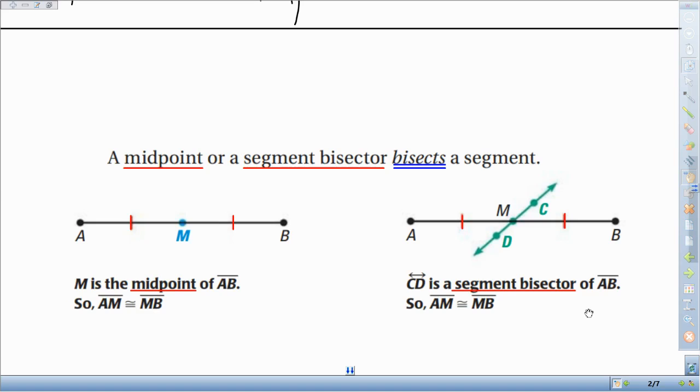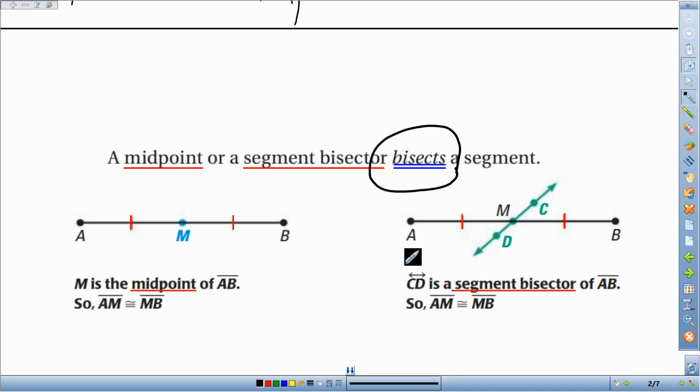All right, so this is saying a midpoint or a segment bisector bisects a segment. So that's what both of those things do. They bisect a segment. Let's start with that word bisect, because that's really the big thing. When something is bisected, that means it's cut into two equal halves, or two congruent halves. We'll use the word congruent in this class instead of equals.